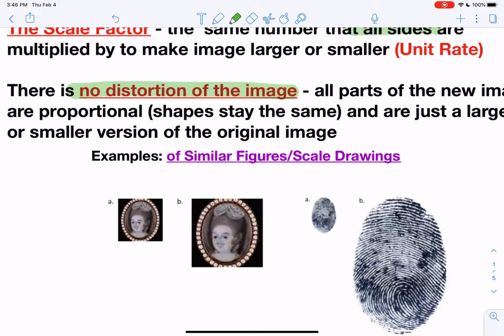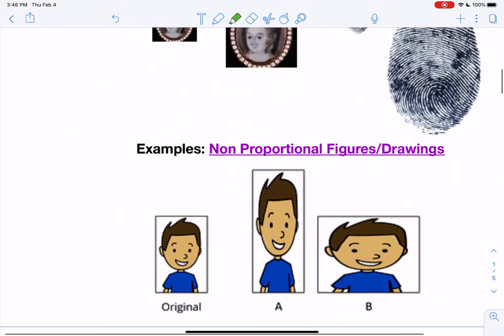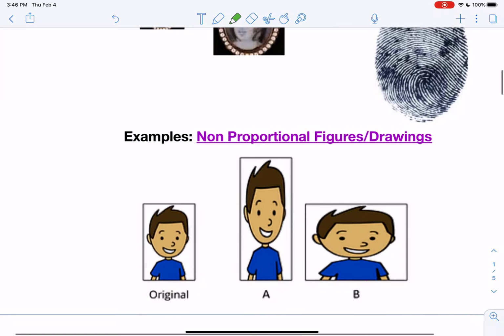So then you might be asking, well, what do you mean no distortion of the image? Well, let's look at an example. Here we have examples of non-proportional figures or drawings. So this is distortion. We have our original picture of this boy. You will notice in A, it's not the same image, okay? It's been stretched out. So they multiplied the length so that it would stretch out lengthwise, but they never multiplied the width.